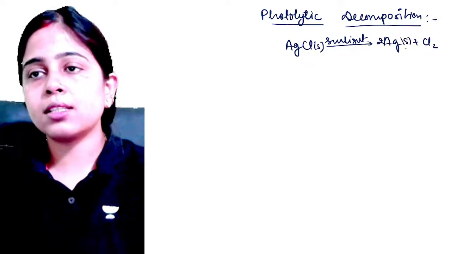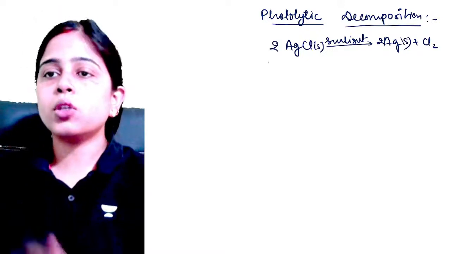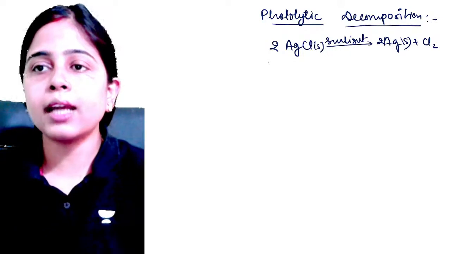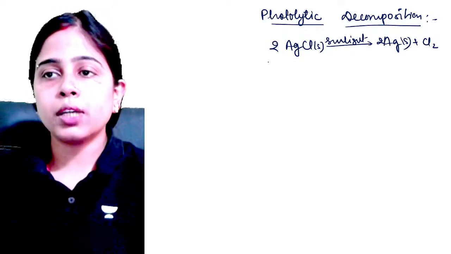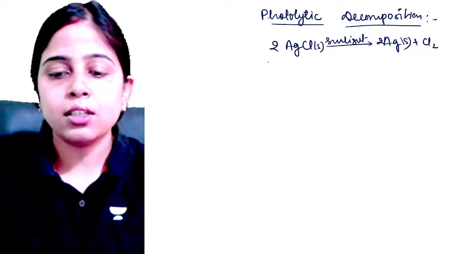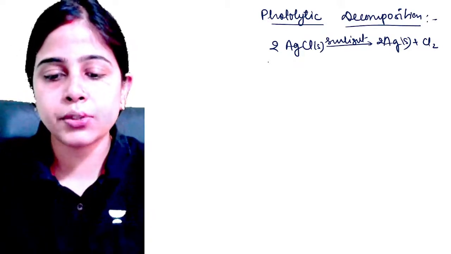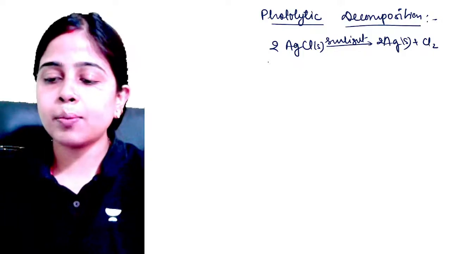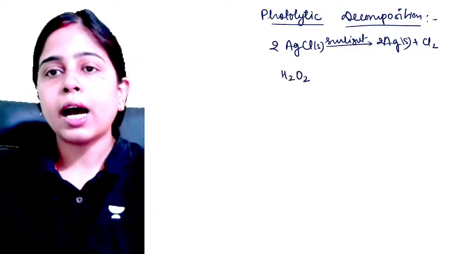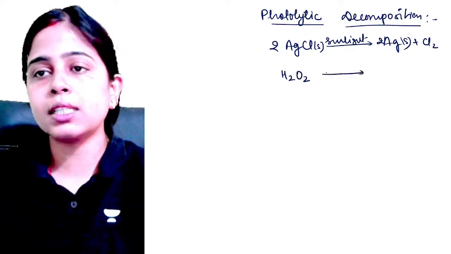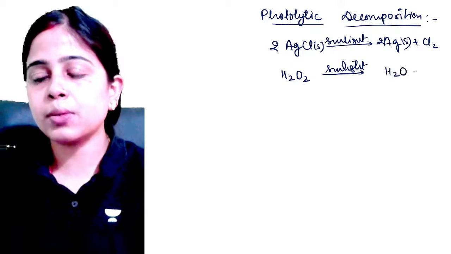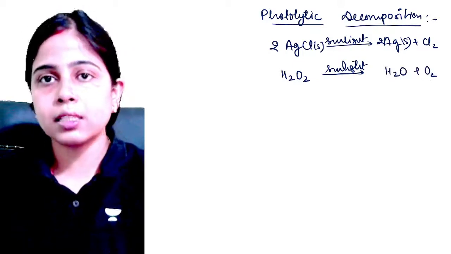So let's balance this reaction. In photolytic decomposition, what happens? Your reactant absorbs the sunlight and decomposes, or breaks down, to produce silver and chlorine gas. This is an example of photolytic decomposition reaction. There are more examples. For example, if you take H2O2, that is hydrogen peroxide, and keep it in sunlight, what happens? H2O is produced and oxygen gas is produced.